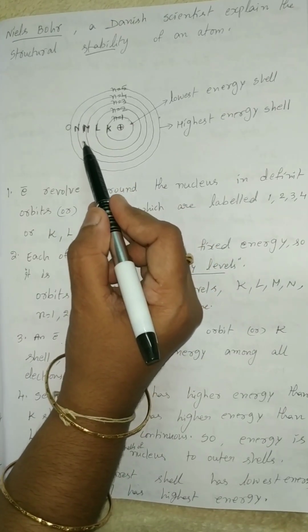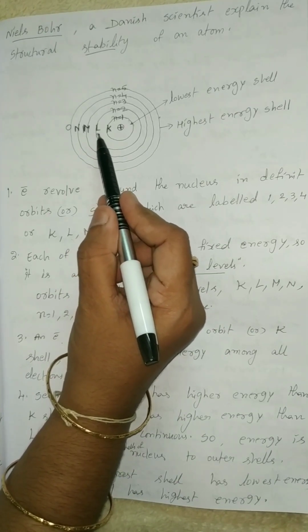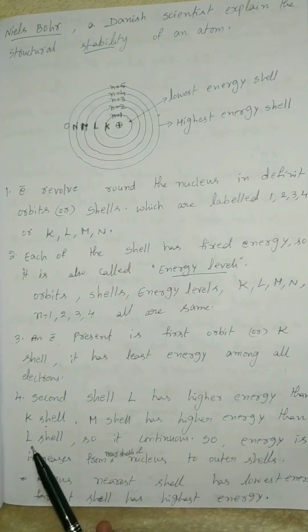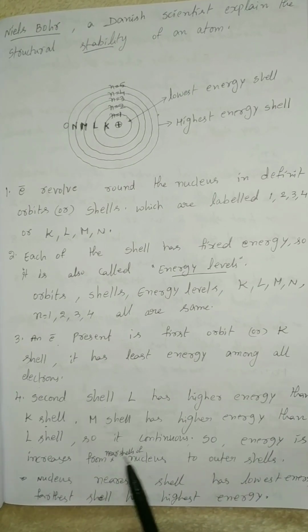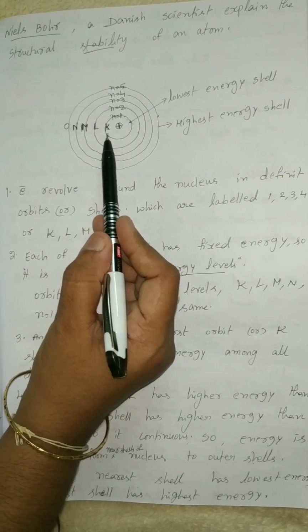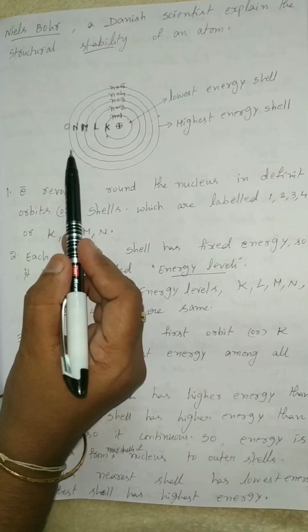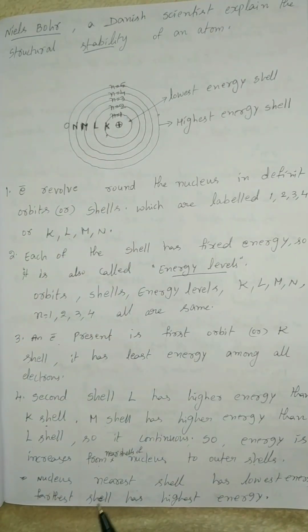Next, in the M shell the electron has more energy in comparison to the L shell. So this is the increasing order. M shell has higher energy than L shell. So it is continuous. Energy is increasing from the shell nearest the nucleus to the outer shells. The nearest shell has the lowest energy and the farthest shell has the highest energy.